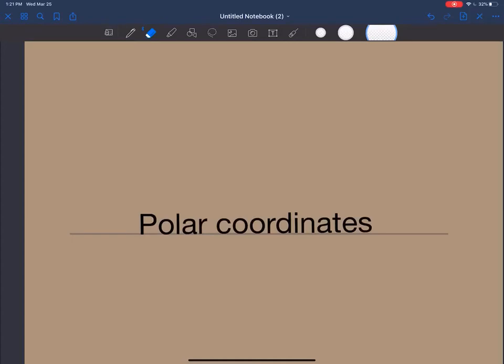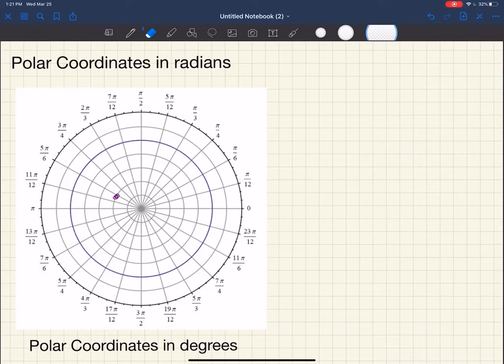Hello, today we'll be learning about polar coordinates. First, let's talk about how to plot points. You can plot points in radians or degrees, depending on the problem that is given to you.